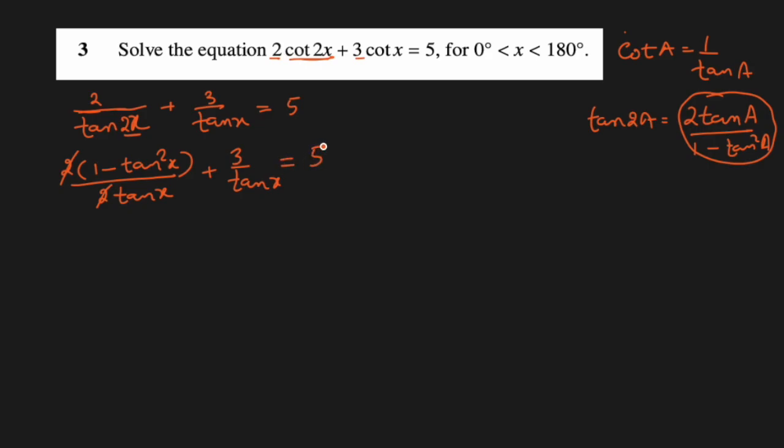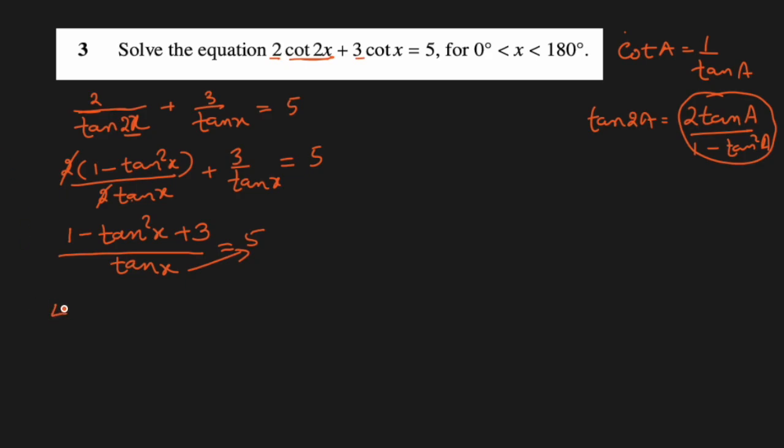And good thing we can see here that both of them have the same denominator. That means we can combine the two. 1 minus tan square x plus 3 over tan x equal to 5, and we can cross multiply this tan x here. What do we get? 1 minus, or rather we can solve 1 and 3, 4, right?